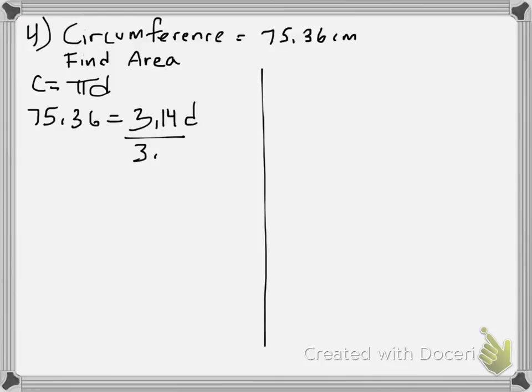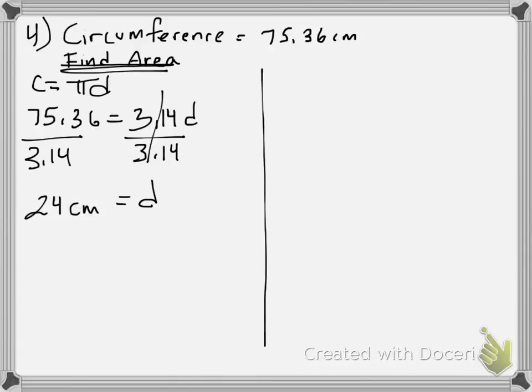Well, I'll divide this by 3.14 so it cancels. I have to do the same thing on the other side. And I find that the diameter is equal to 24. And I'm working in centimeters, so that would be 24 centimeters. But remember, this problem is asking us to find the area. So this was a necessary first step, but we're not done.